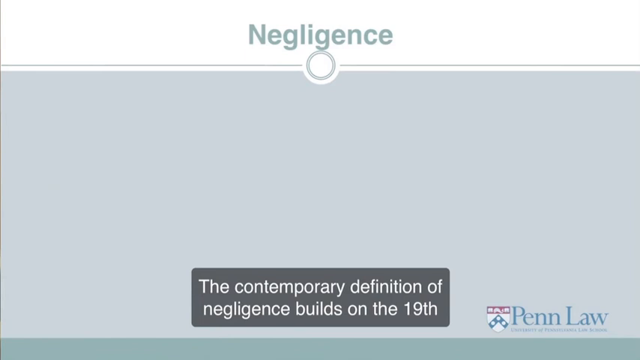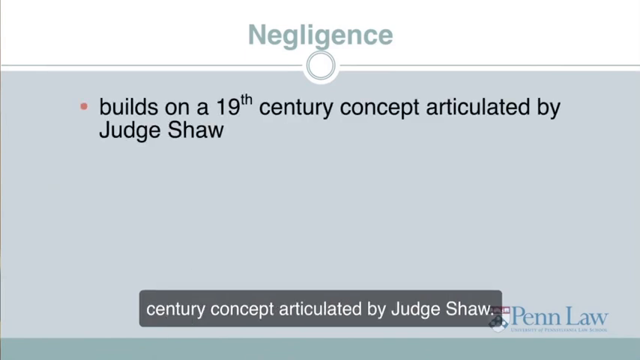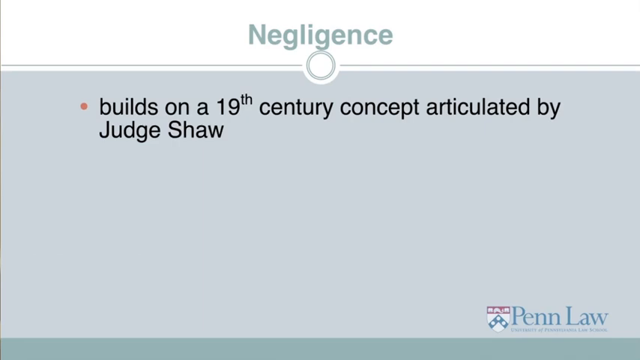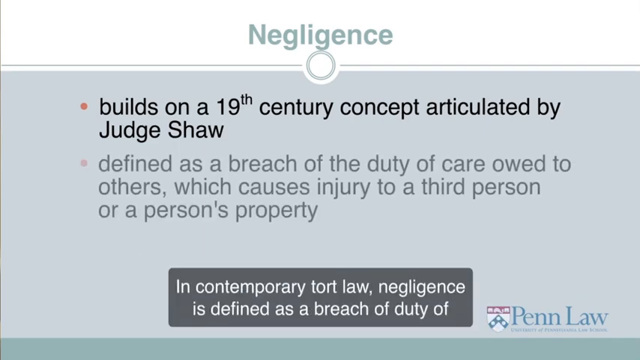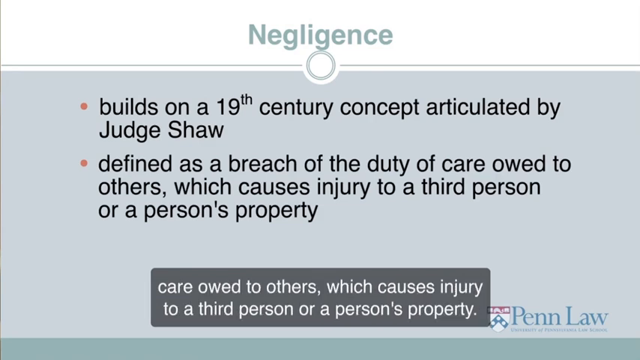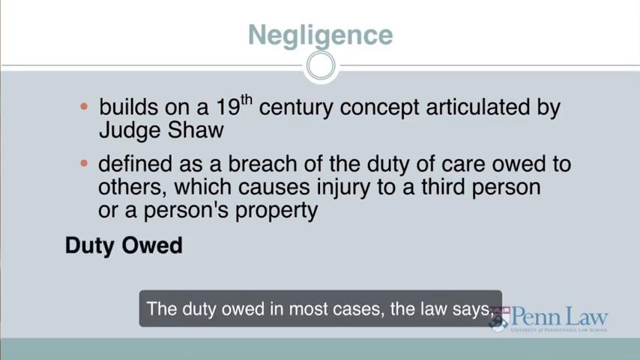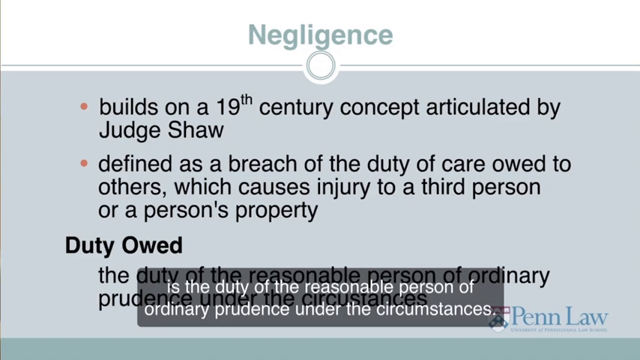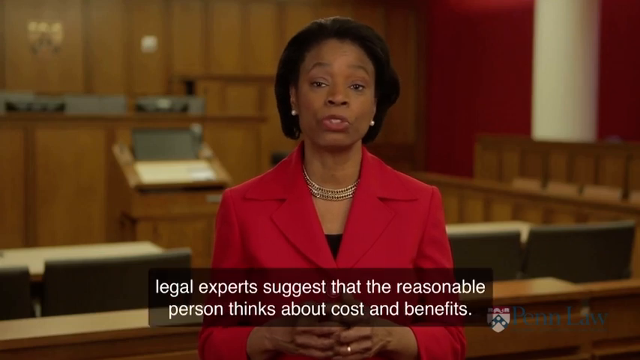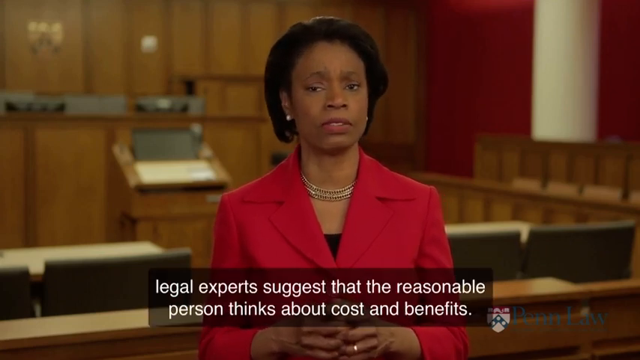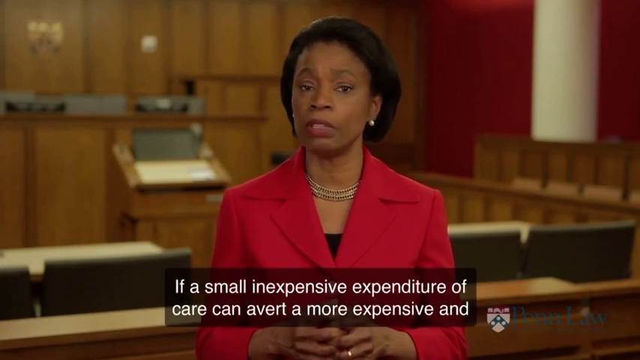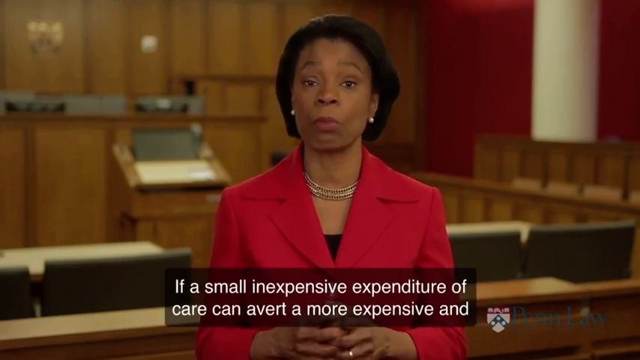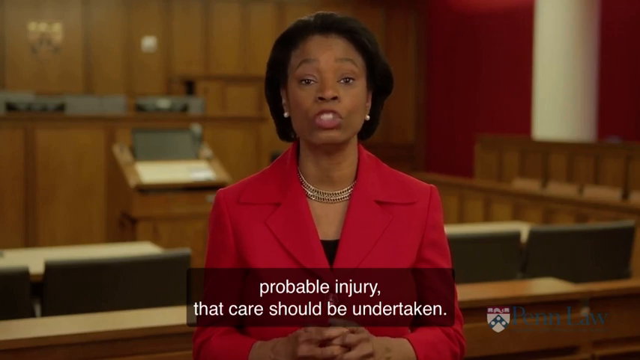The contemporary definition of negligence builds on the 19th century concept articulated by Judge Shaw. In contemporary tort law, negligence is defined as a breach of duty of care owed to others which causes injury to a third person or a person's property. The duty owed in most cases, the law says, is the duty of the reasonable person of ordinary prudence under the circumstances. Some American courts and legal experts suggest that the reasonable person thinks about costs and benefits. If a small, inexpensive expenditure of care can avert a more expensive and probable injury, that care should be undertaken.